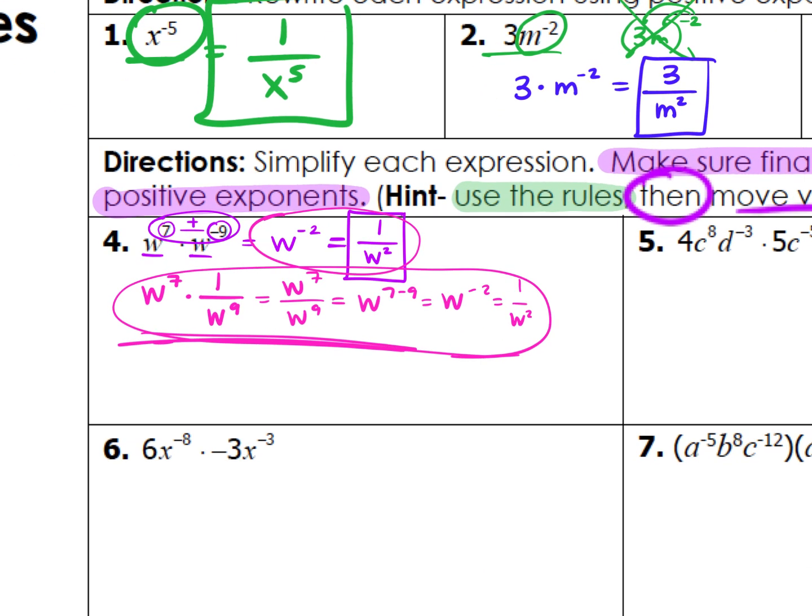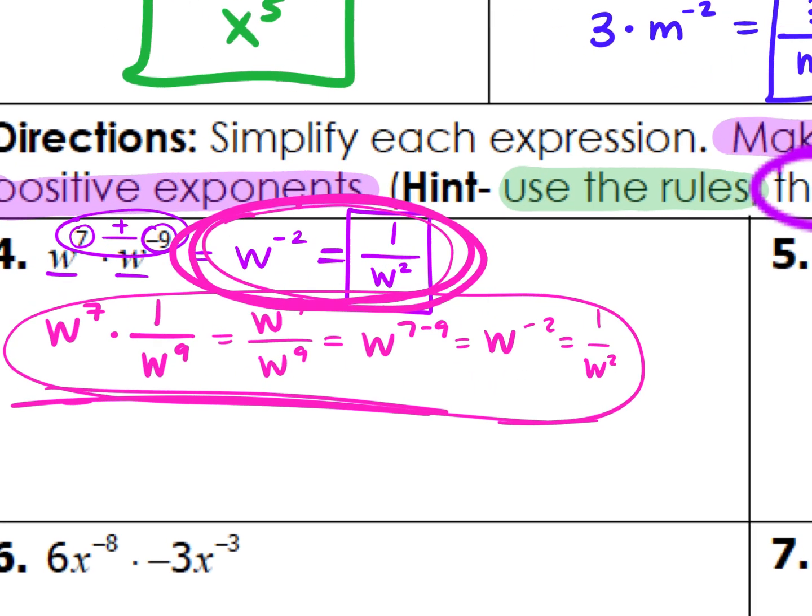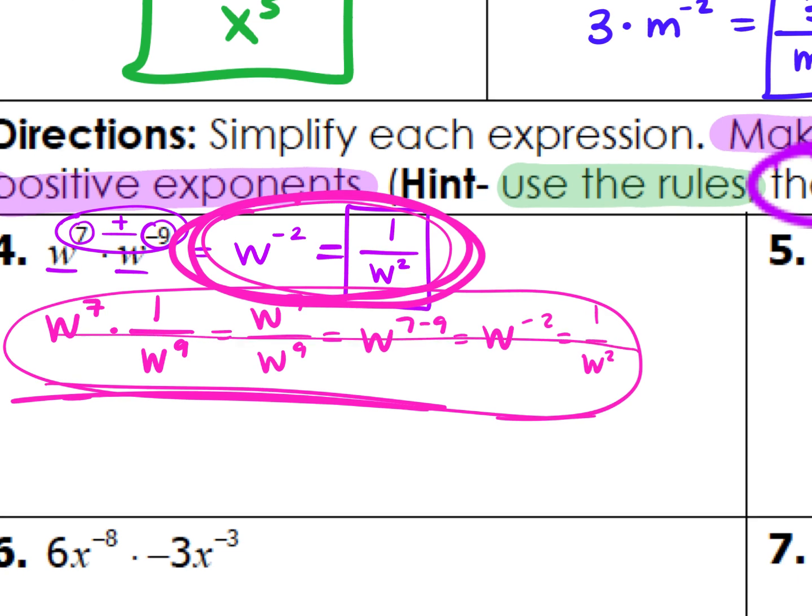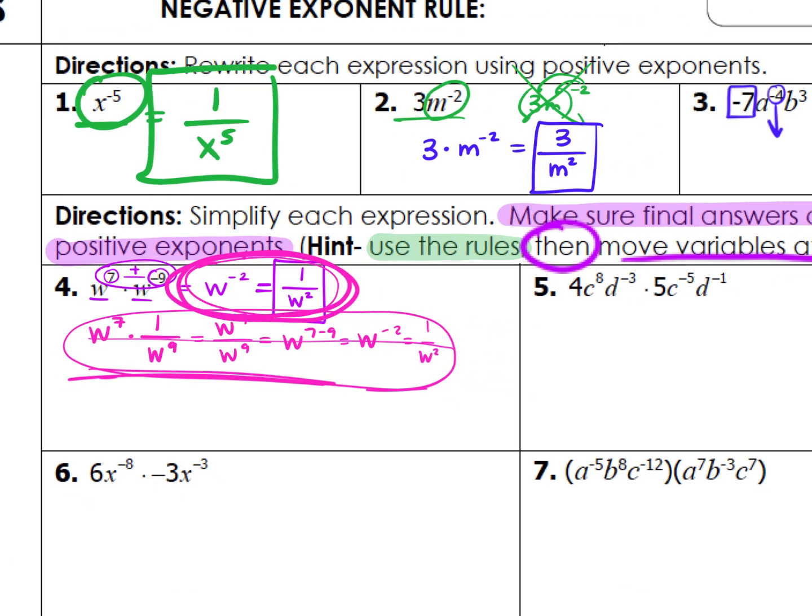Are you wanting the pink stuff? The purple is what I recommend. This is what I recommend you do. The pink is just a different way to do it. I would not do it that way if you have the choice. So on number 5, what can you actually multiply?